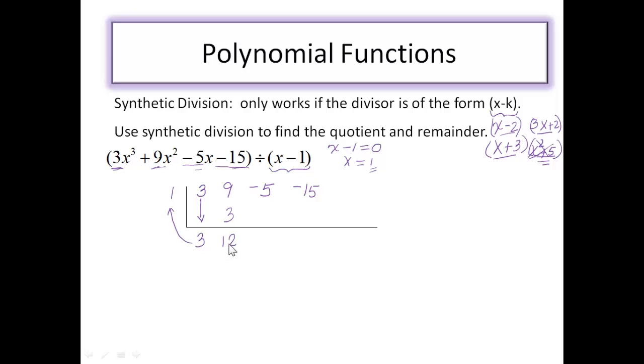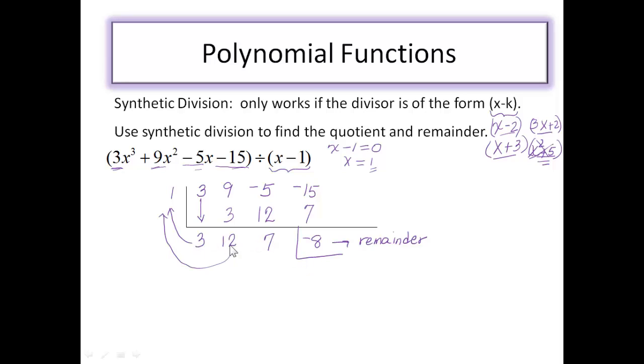Anytime I finish adding, I start all over again and take this number and multiply it times 1. So 12 times 1, 12. And I write it underneath the next coefficient. Then I add negative 5 plus 12, that gives you positive 7. 7 times 1, 7. And then you add negative 15 plus 7, that's negative 8. And we're done with synthetic division. I always box off this last number because this last number is my remainder.